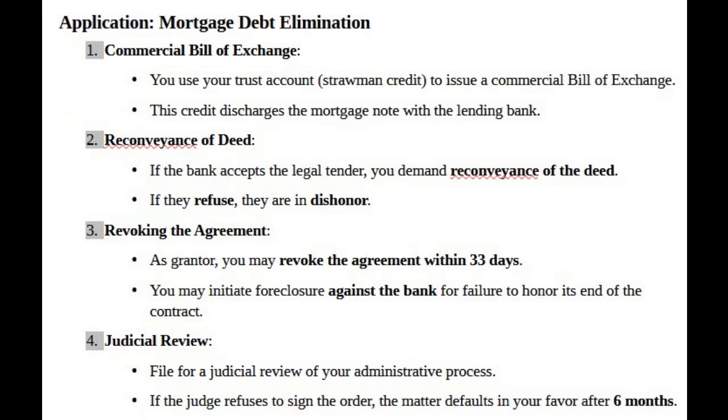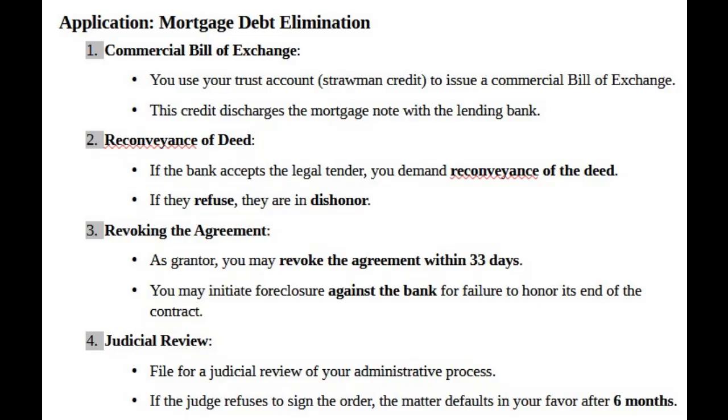Application: Mortgage debt elimination. 1. Commercial bill of exchange. You use your trust account, strawman credit, to issue a commercial bill of exchange. This credit discharges the mortgage note with the lending bank. 2. Reconveyance of deed. If the bank accepts the legal tender, you demand reconveyance of the deed. If they refuse, they are in dishonor. 3. Revoking the agreement. As grantor, you may revoke the agreement within 33 days. You may initiate foreclosure against the bank for failure to honor its end of the contract.